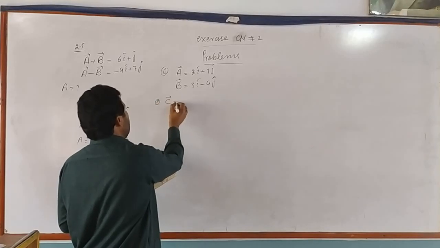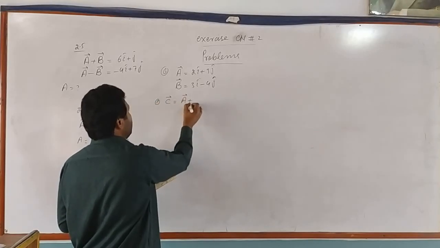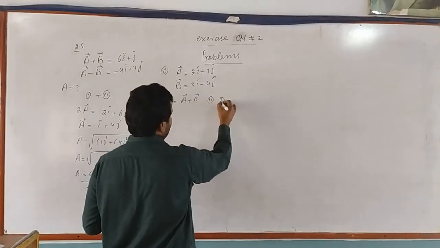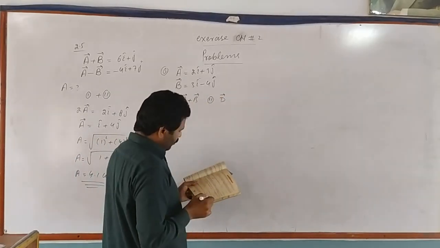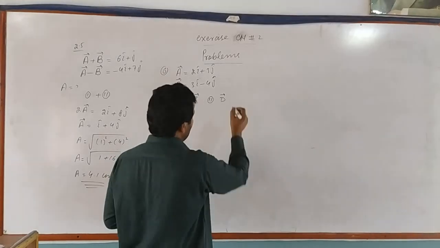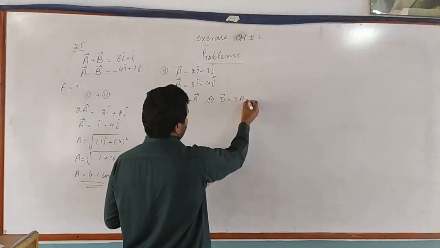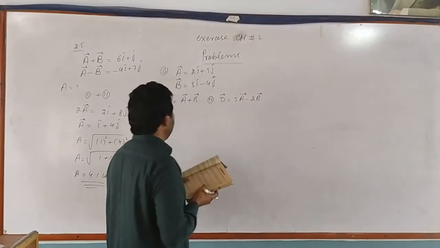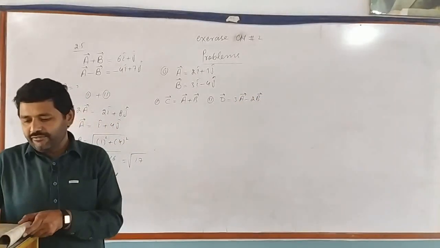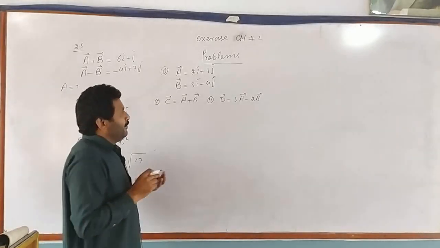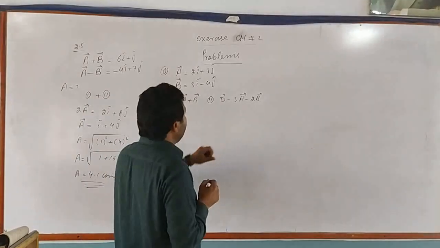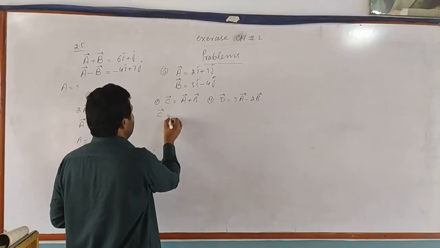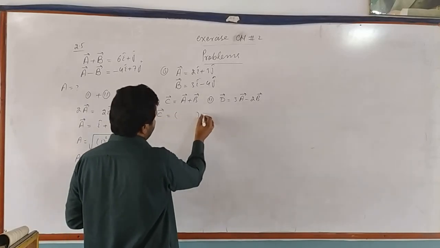Vector C is equal to vector A plus vector B. Similarly, we have to find vector D, which is 3A minus 2B, with the magnitude and direction of vector C, and the magnitude and direction of vector D. Now we find vector C is equal to vector A plus vector B.